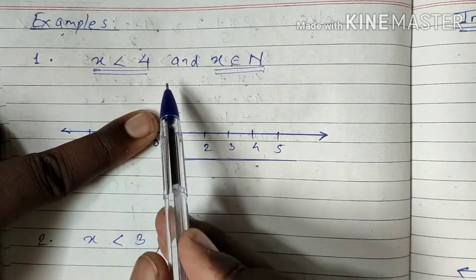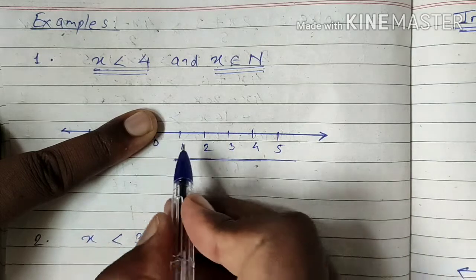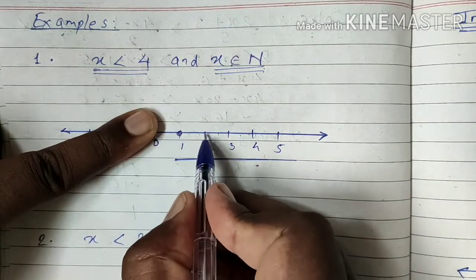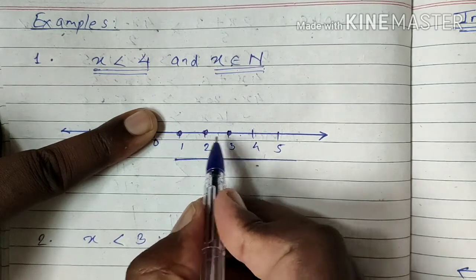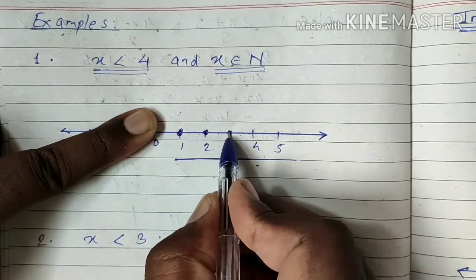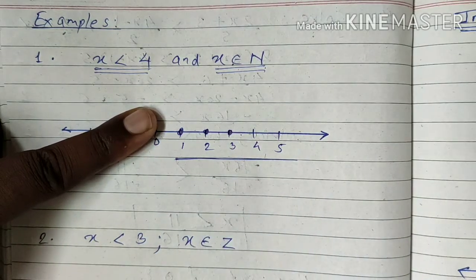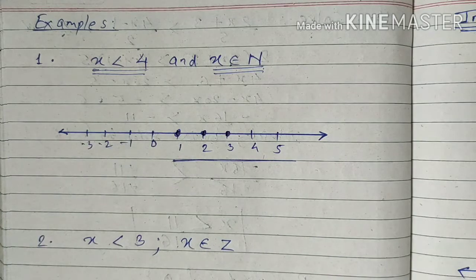So what do we want to represent? X is less than 4, so less than 4 is 1, 2 and 3. To represent these numbers, we will make a dark dot on the positions of 1, 2 and 3. Okay, so that's it.